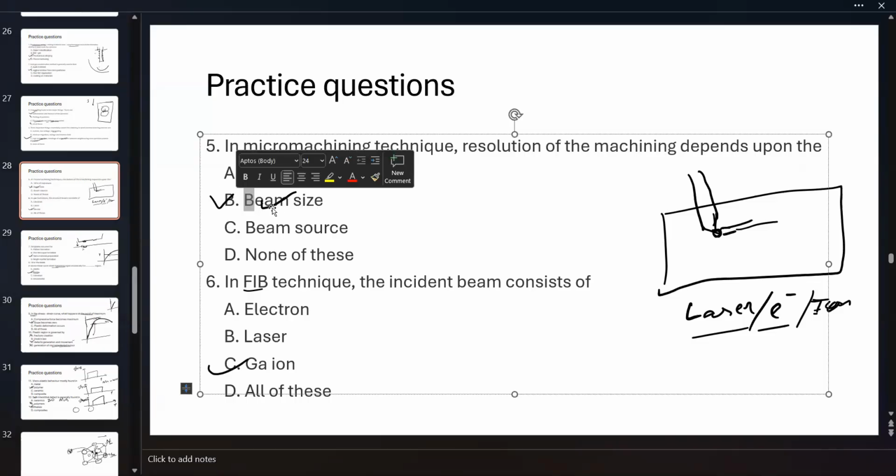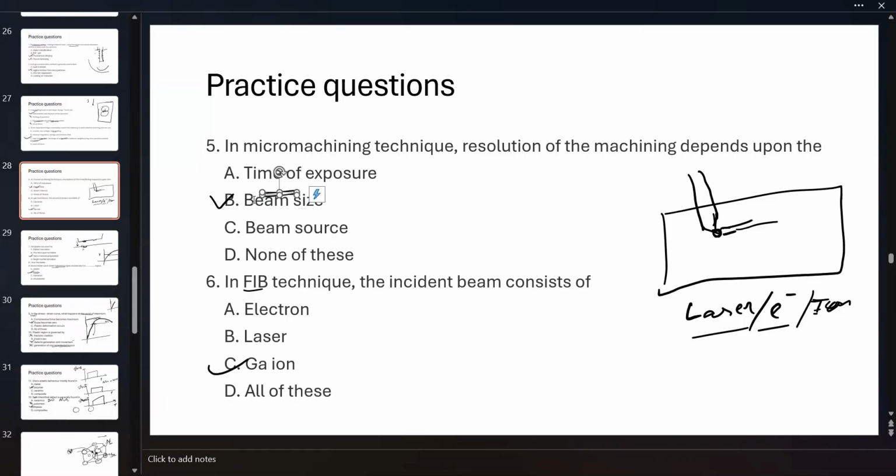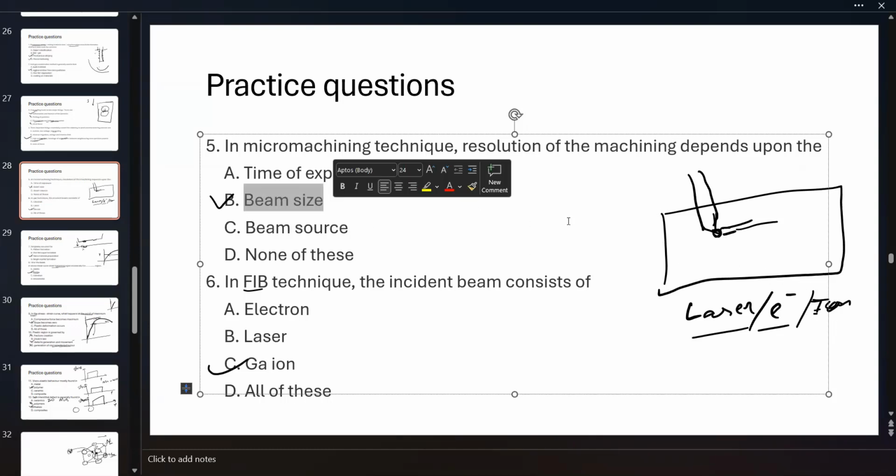So beam size is a factor. Beam source does play a role, but yeah, ion beam, even ion beam, you can have different sizes. Resolution is the most.